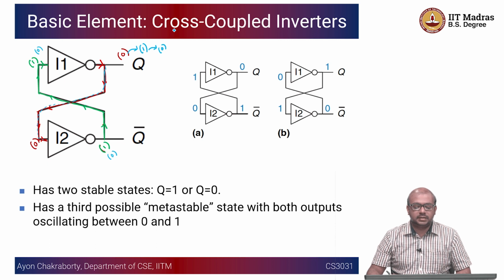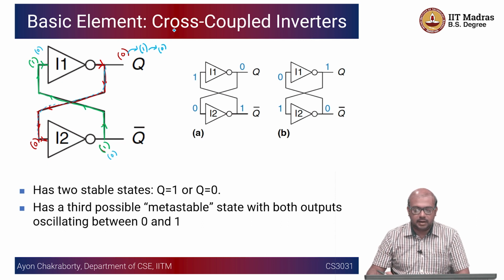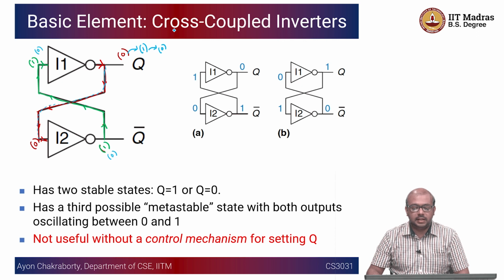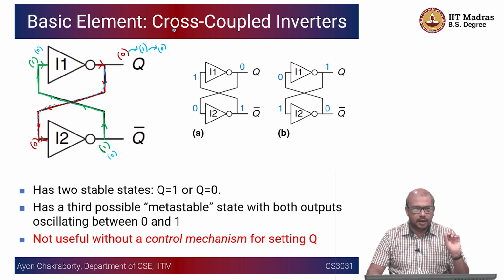Okay, so those are the situations when it might take some time to become stable, and sometimes this becomes a little bit out of control. So this is not useful without a control mechanism. Unless and until there is a proper way to set Q, this kind of circuit is not very useful. It is fine that if a value of Q is chosen and somehow set, I did not mention how, I said somehow set to 0 or 1, it will hold it.